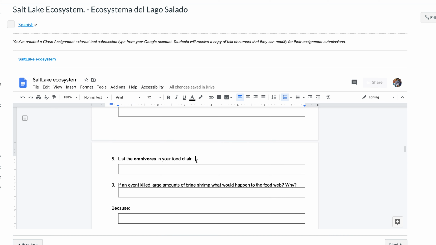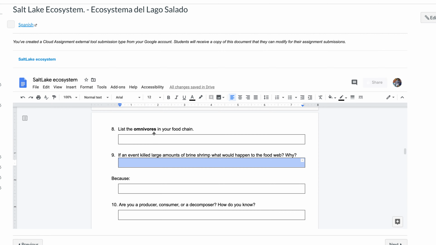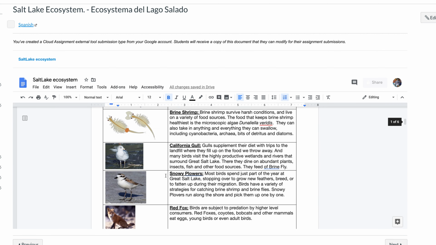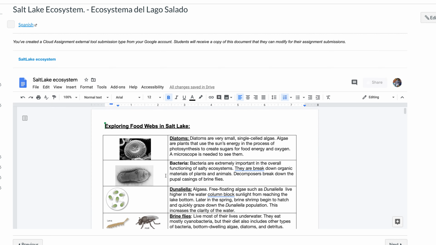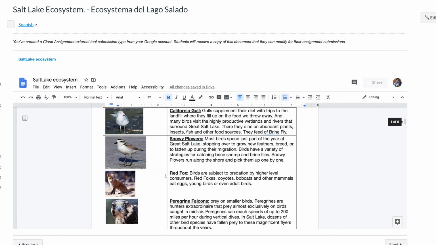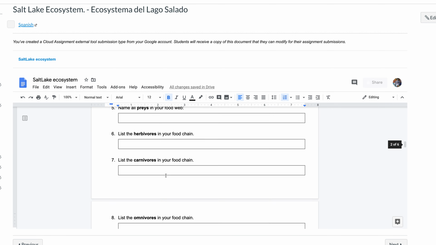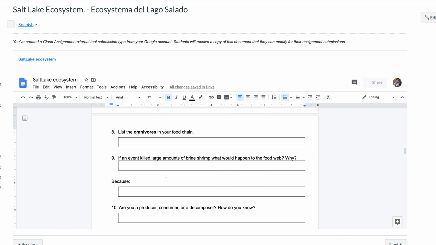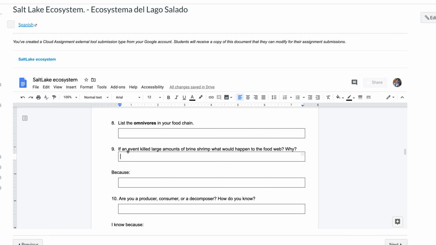We consume bacteria, or at least some parts of bacteria, when we consume yogurt. We consume yeast as well. So we don't just consume animals and plants. We consume a lot of other things as well. So we would be an omnivore, but there are other omnivores. But again, in this food chain, there are no humans. In this food web, there are no humans. So you will have to find who would be the omnivore in that reading.